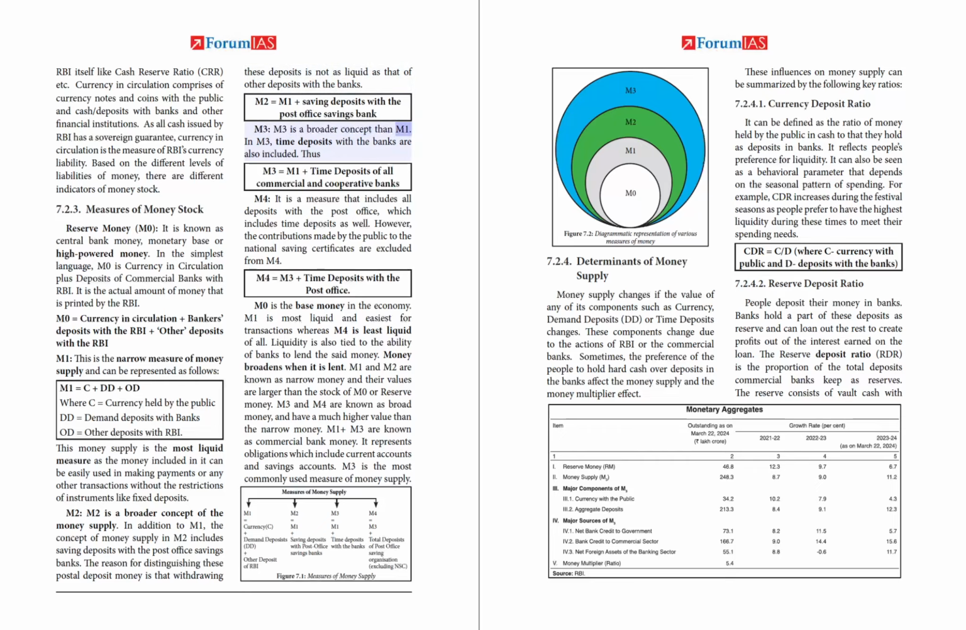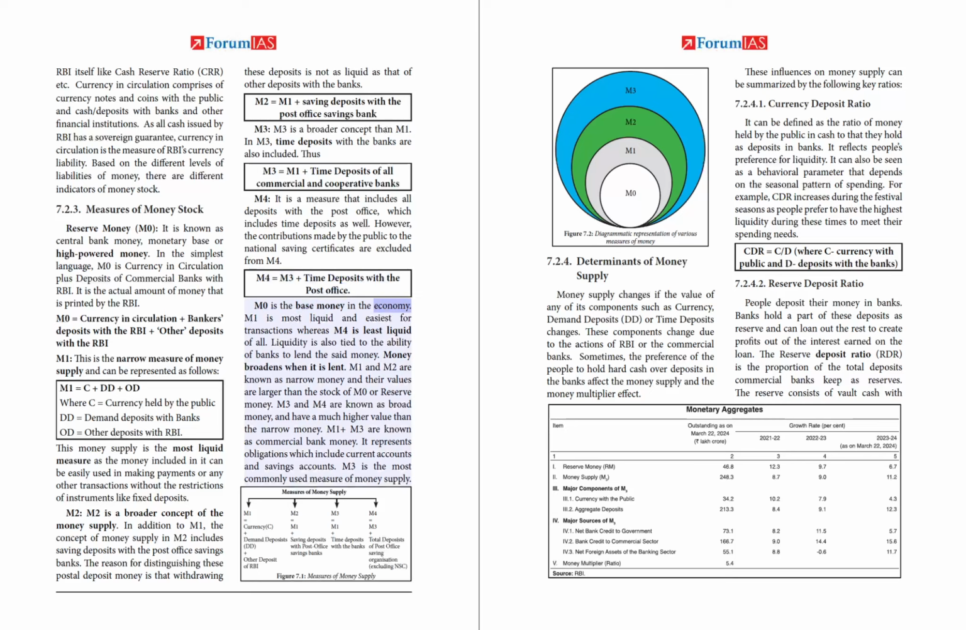M3. M3 is a broader concept than M1. In M3, time deposits with the banks are also included. Thus, M3 equals M1 plus time deposits of all commercial and cooperative banks. M4. It is a measure that includes all deposits with the post office, which includes time deposits as well. However, the contributions made by the public to the national savings certificates are excluded from M4. M4 equals M3 plus time deposits with the post office.